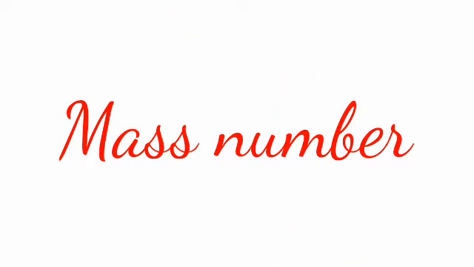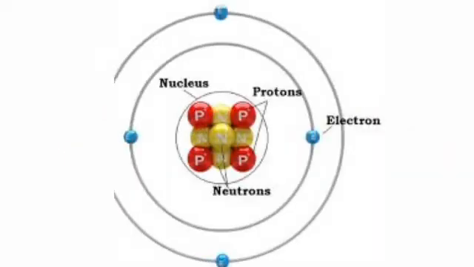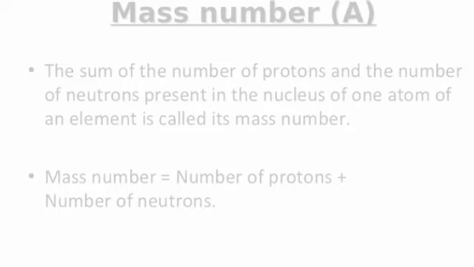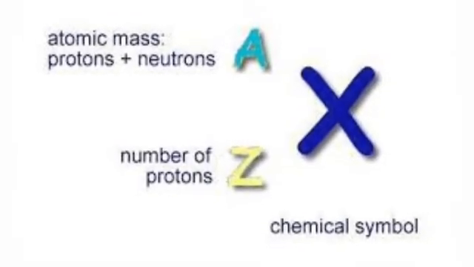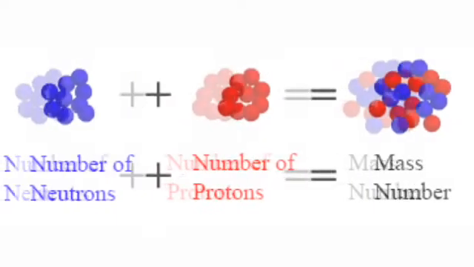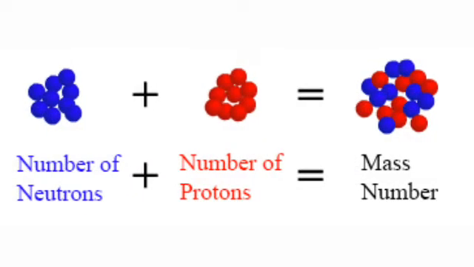Next, mass number. The mass of an atom depends on the mass of the nucleus. The nucleus contains subatomic particles like protons and neutrons. So, mass number is defined as the sum of the number of protons and the number of neutrons in the nucleus. It is represented by the letter A. So, mass number equals number of protons plus number of neutrons.